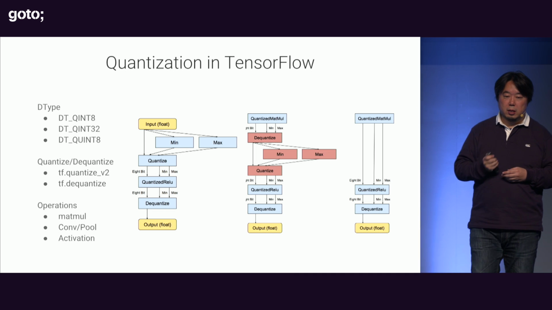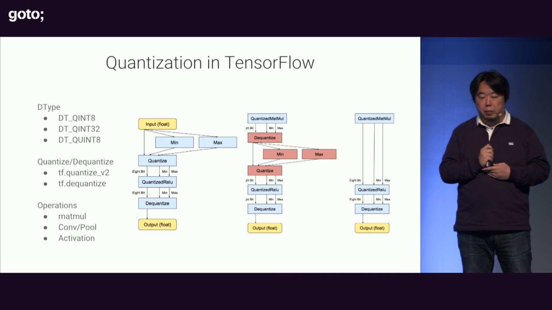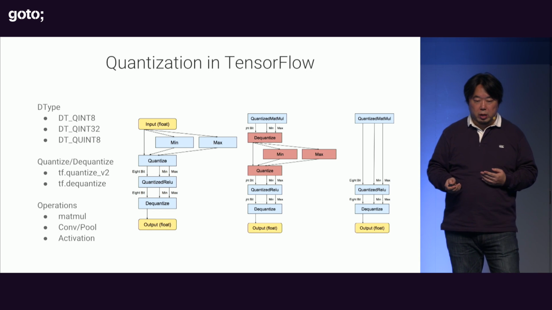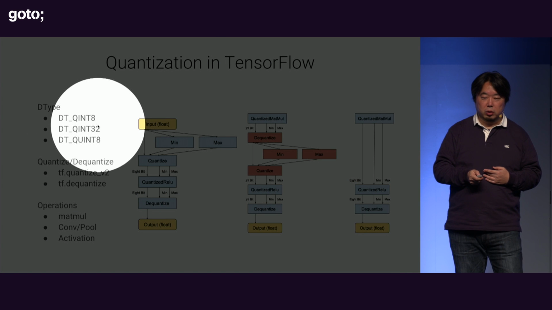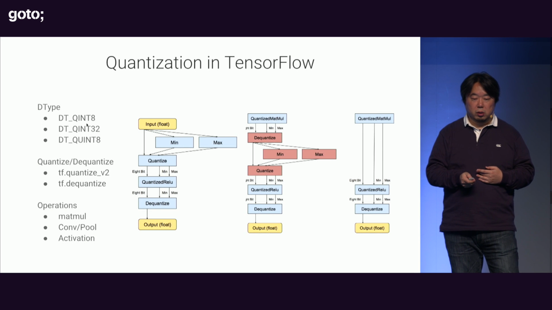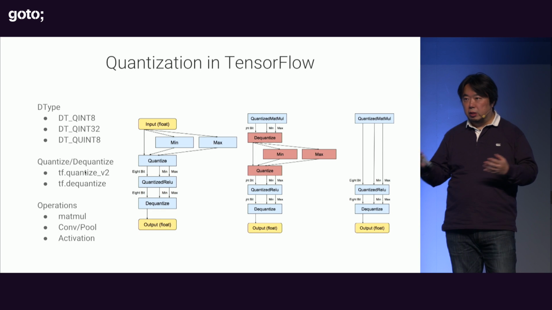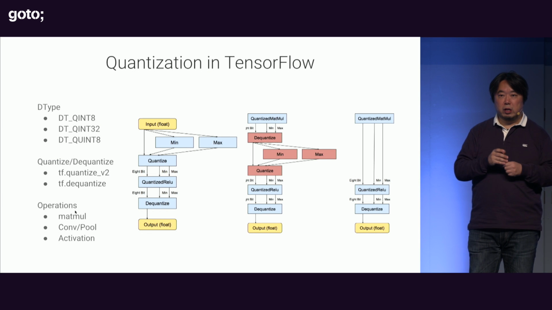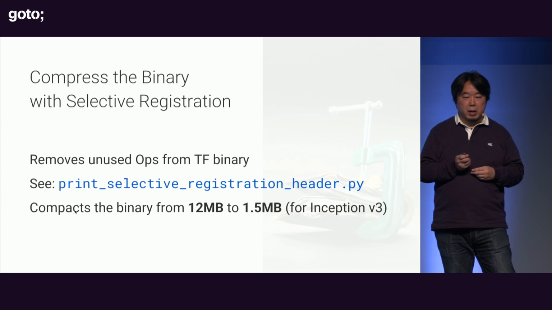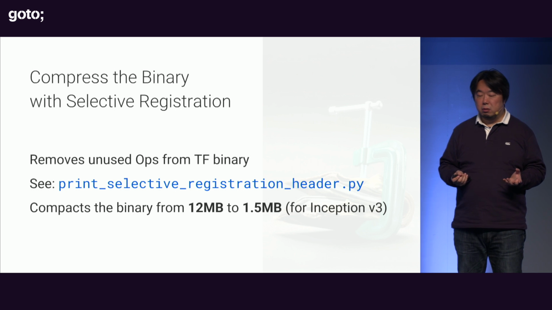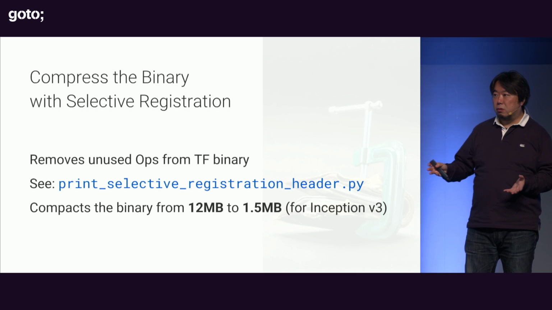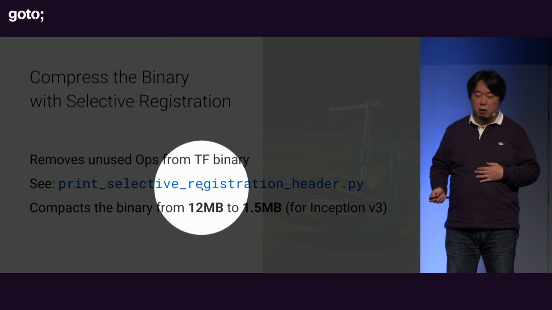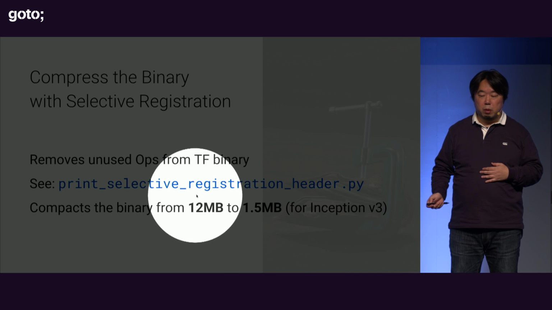And TensorFlow provides many data types and operations that support quantized values. For example, you have qint8, quantized integer 8-bit, or operations for quantizing or dequantizing values, or you can also do matrix multiplications between quantized values. And also, by using a technique called selective registration, you can remove the unnecessary binary from TensorFlow, so that you can reduce the size of the binary from 12 megabytes to 1.5 megabytes.